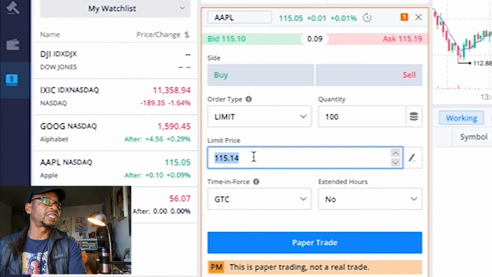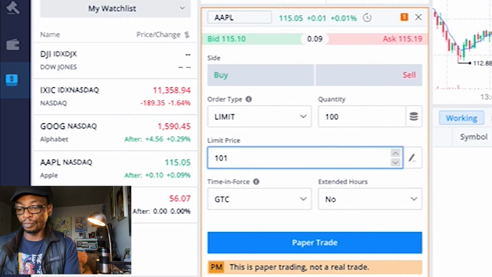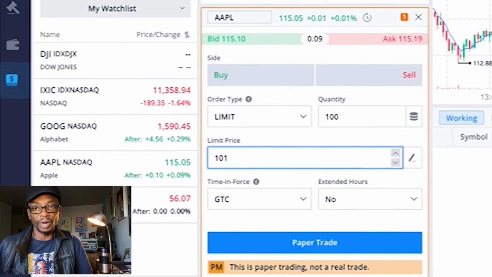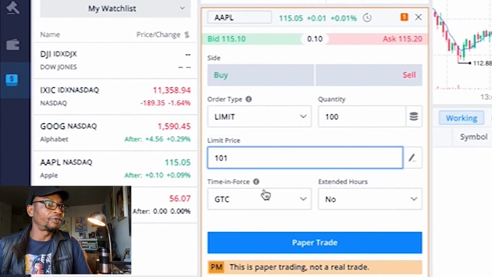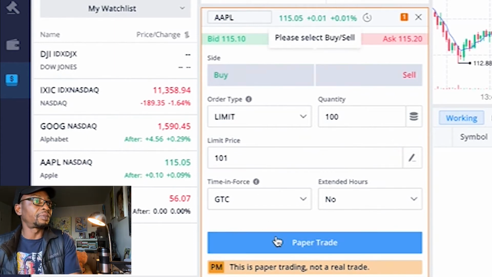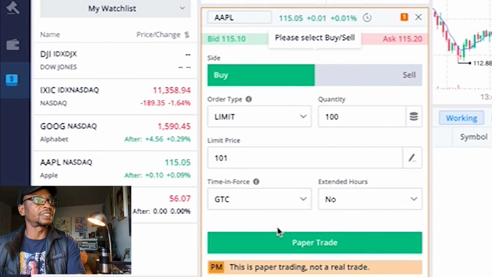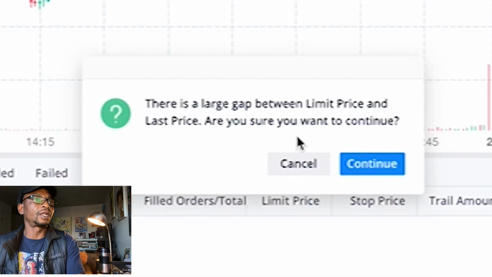In other words, if Apple goes above 115, for example, as it's put down, you can even put in your own figure, 101 for example, then it won't place the trade. That's a beautiful thing about it. And then you can place your paper trade. So I have to select buy or sell. Obviously, that's very important. Buy. So I buy. There is a large gap between limit price and last price. Are you sure you want to continue?